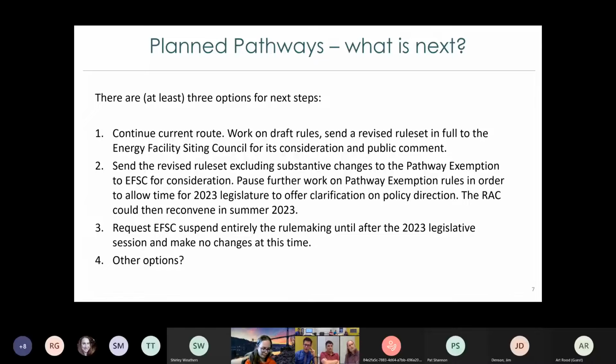And in fact, when these rules get to the siting council, there will be a public hearing in addition to written comment, where people can go testify directly, presumably in person, to EFSC. But that's in the future. We're getting ahead of ourselves with that schedule, but that's eventually what would come with the rulemaking process. Okay, thank you. Yeah, absolutely.